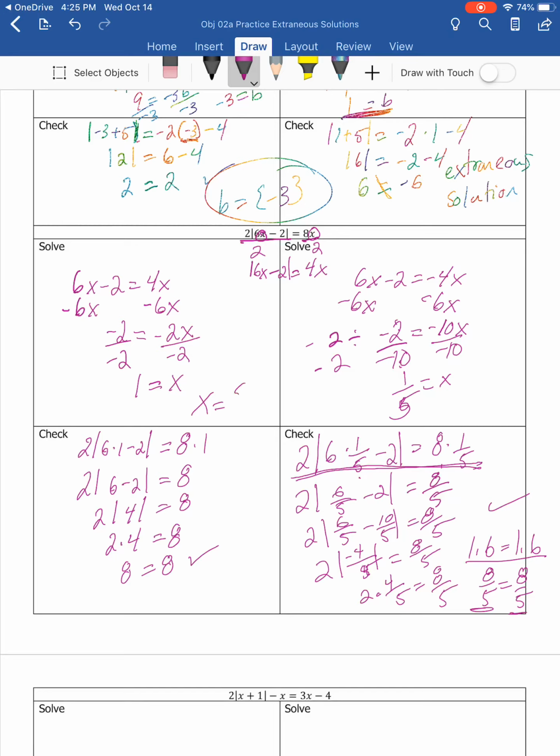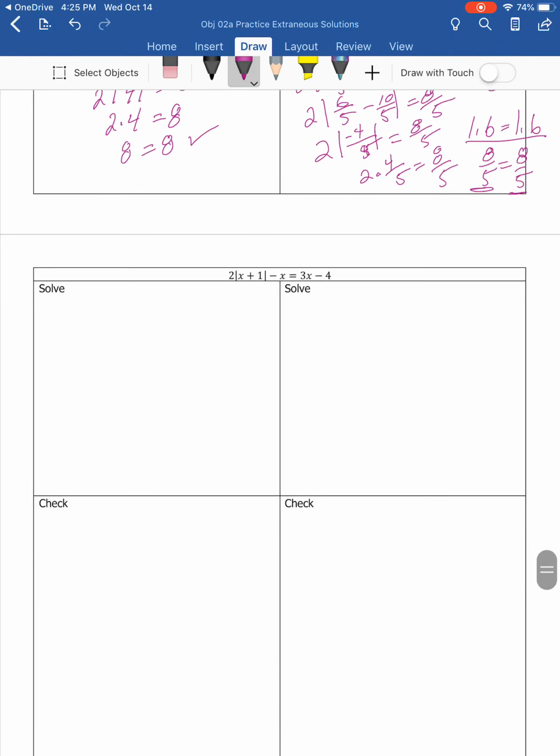So x is equal to 1/5 or 1.6, comma 1. Or 1.6, sorry. 1/5 is not 1.6, it's 0.2. 0.2, comma 1. So either of these is your correct answer. All right, last one.